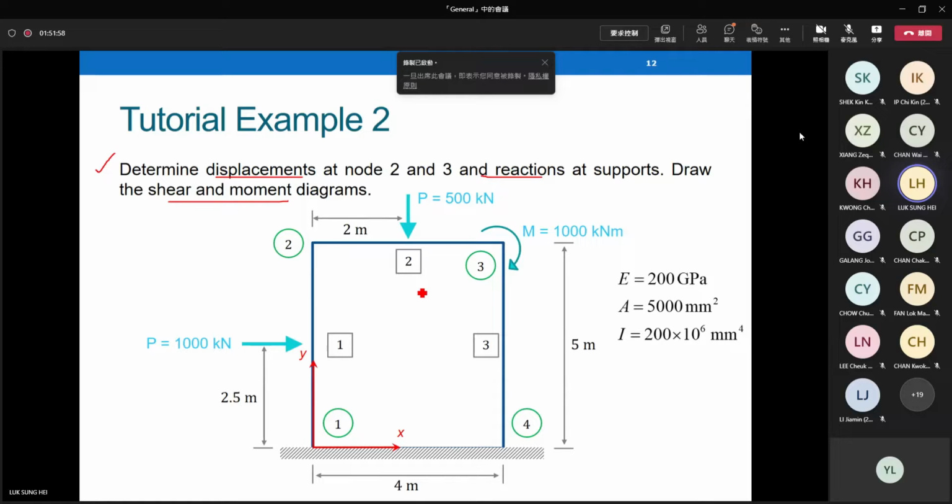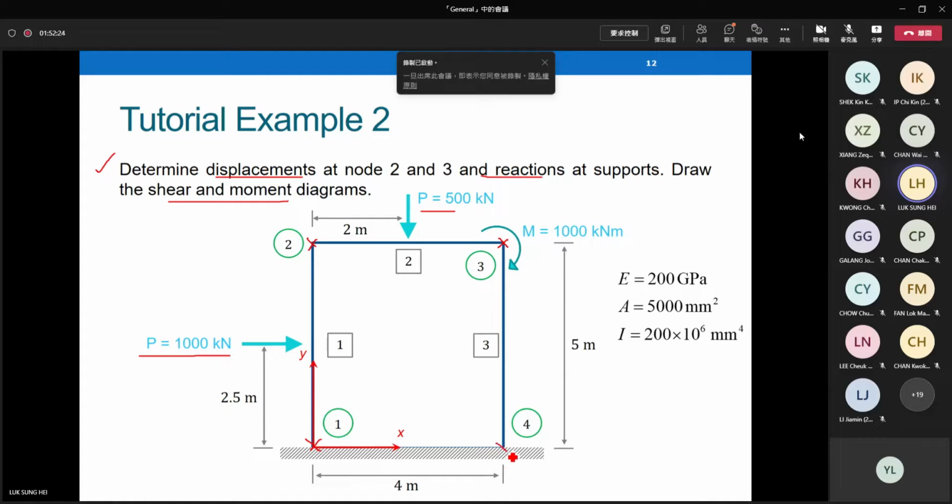What about these structures? These structures, we have three members: vertical, horizontal, and then vertical members. There are three external effects. We have one horizontal force acting at the middle of element 1. We have another force acting at the middle of element 2. We have one concentrated moment acting at joint 3.